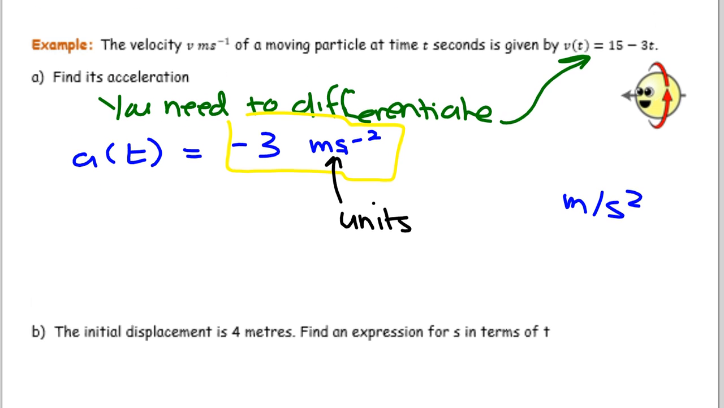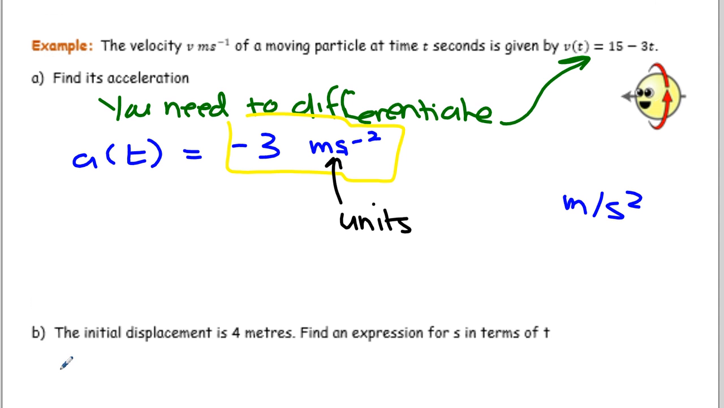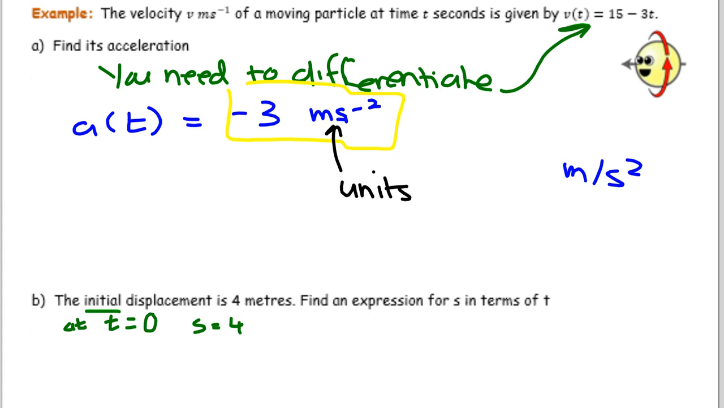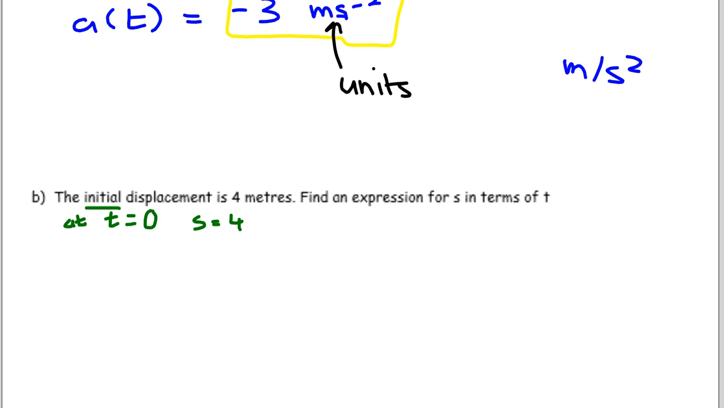So now find the initial. Notice the initial at time, when I say initial, what time is that? 0. Good. So that's something you might just want to be aware of: t equals 0, because some people forget that actually gives you a value of t. The displacement s equals 4. So we've got a nice little coordinate. Find an expression for s in terms of t.